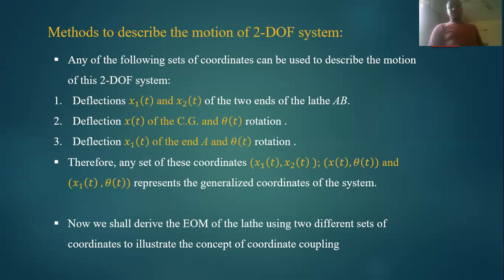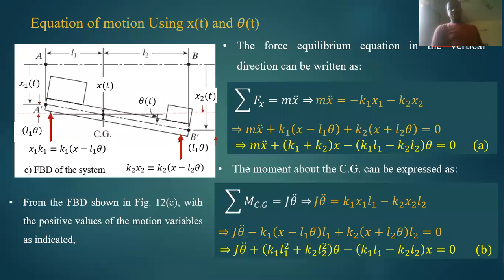We can describe it in many ways. Now, based on this, we shall derive the equation of motion of the lathe using two different sets of coordinates, either x and theta coordinates or x1, x2 coordinates. From the given alternatives, we can select one method and derive the equation of motion. So here, we are going to select the center point.